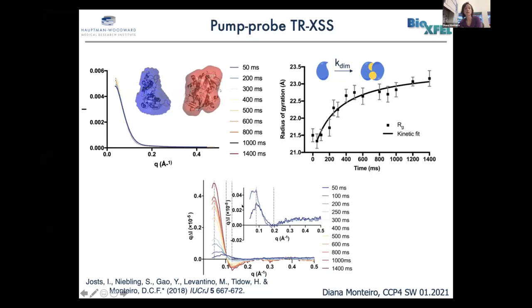And looking at the differences in curves, we could even see some initial changes that we couldn't really model, but we thought could be related to the ATP binding event, which was very exciting. So this was the first real demonstration of photodecaging coupled to a time-resolved scattering experiment.